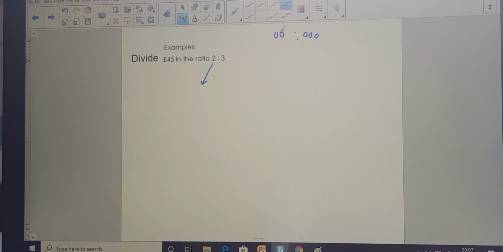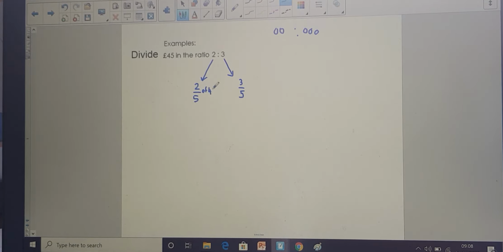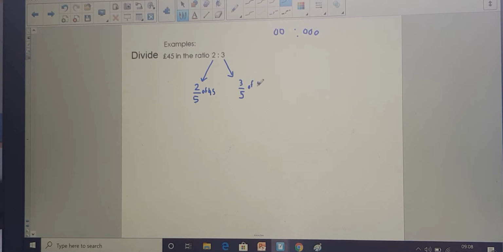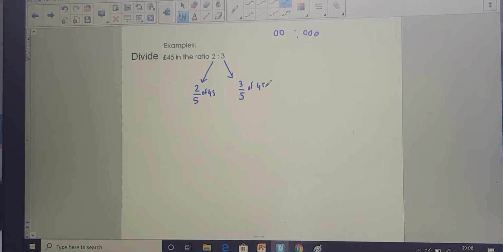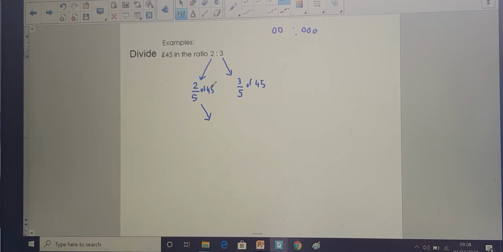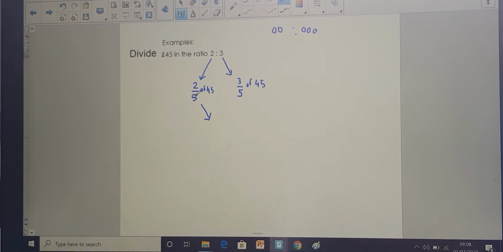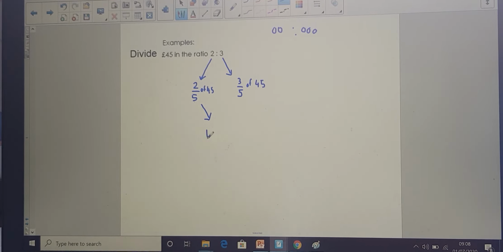So these are the fractions of that ratio, and then you're working out 2/5 of 45. So just the amount, 2/5 of 45 and 3/5 of 45. Now, you don't have to show your working here, but you can if you want. I'll explain what I'm doing. I'm going to do 45 divided by 5. 45 divided by 5 is 9. Times by 2 is 18.